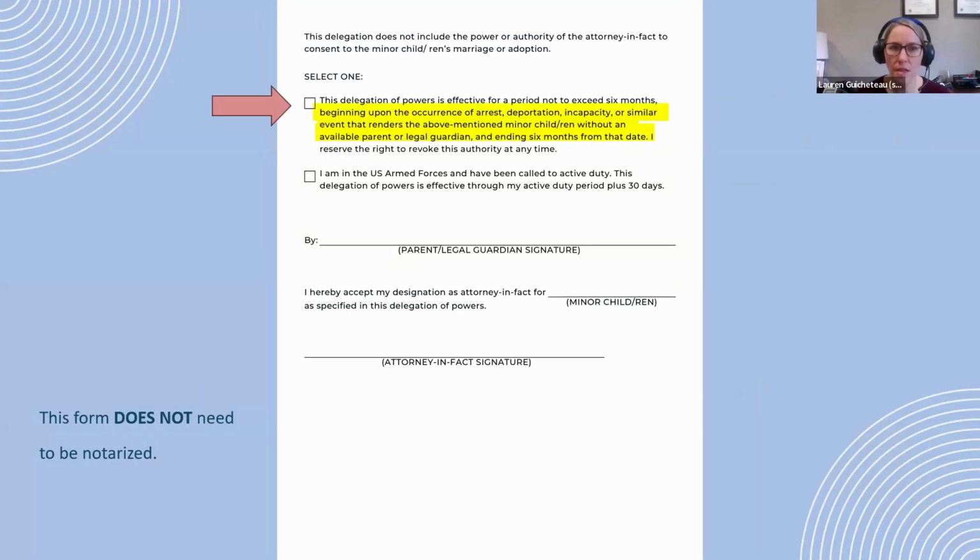The next page of this form is just stating that it goes into effect once something happens, like an arrest, deportation, incapacity that makes the parent unavailable, and that it lasts for 6 months. If somebody's in the U.S. Armed Forces, it's a little different, and so that's what that second box is for. But for most parents, it's going to be that first box that you're going to select. Then you sign it, and it's important to know that this does not need to be notarized. So you don't need to go out and spend money to get this notarized, and it doesn't have a date on it because it doesn't go into effect until something happens in the future when that parent becomes unavailable.